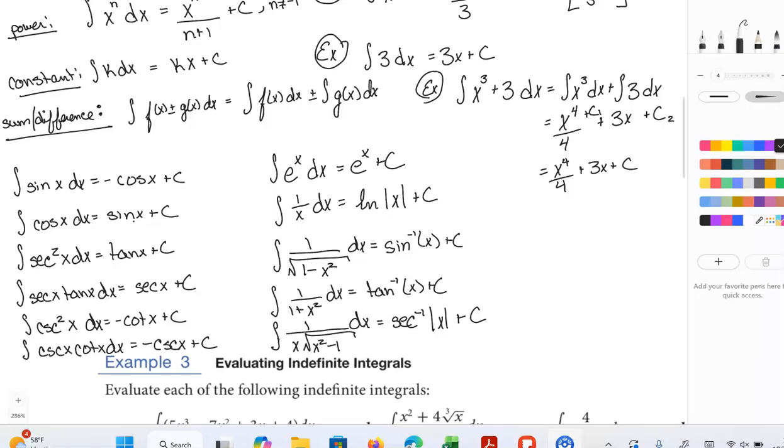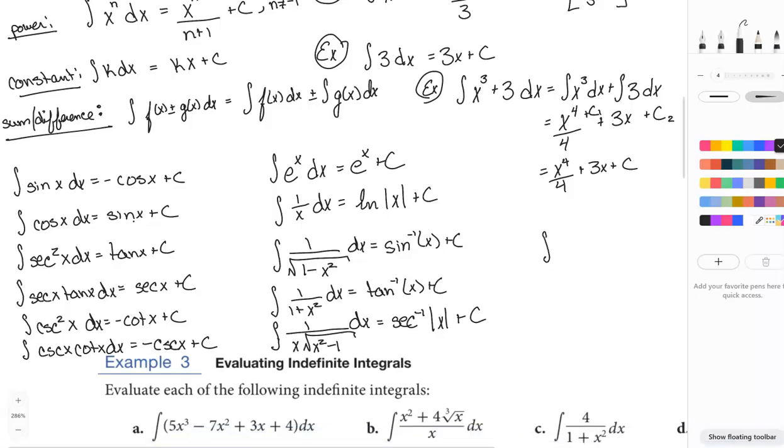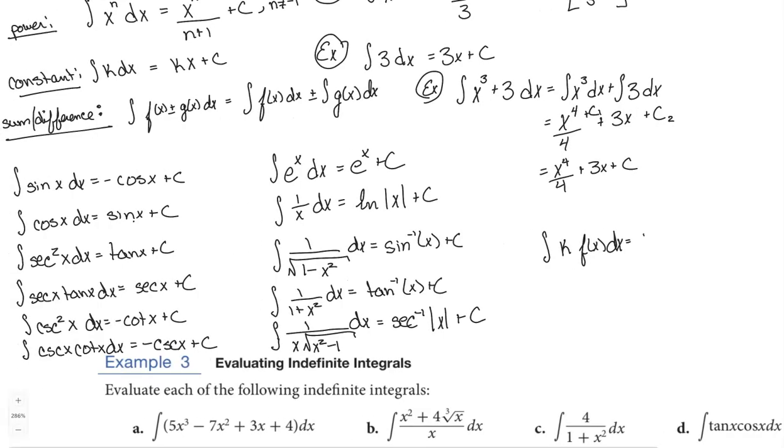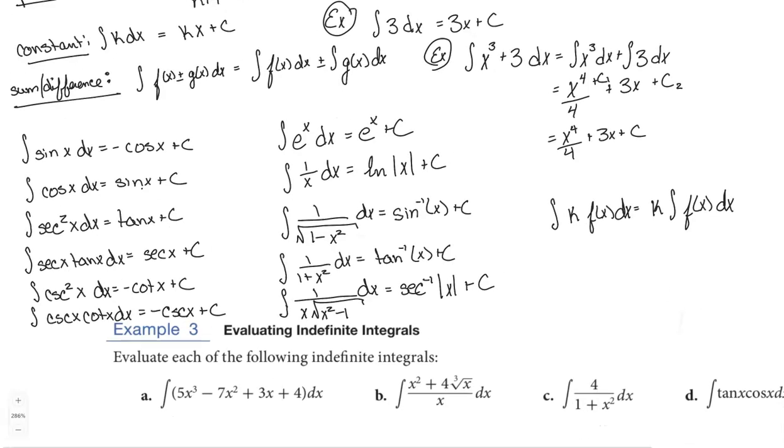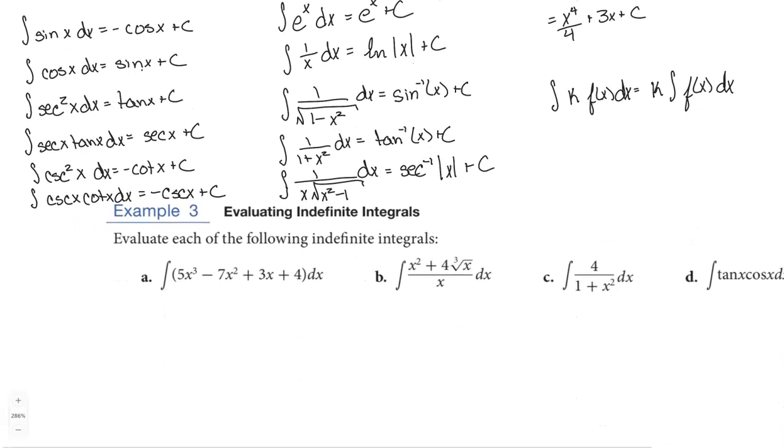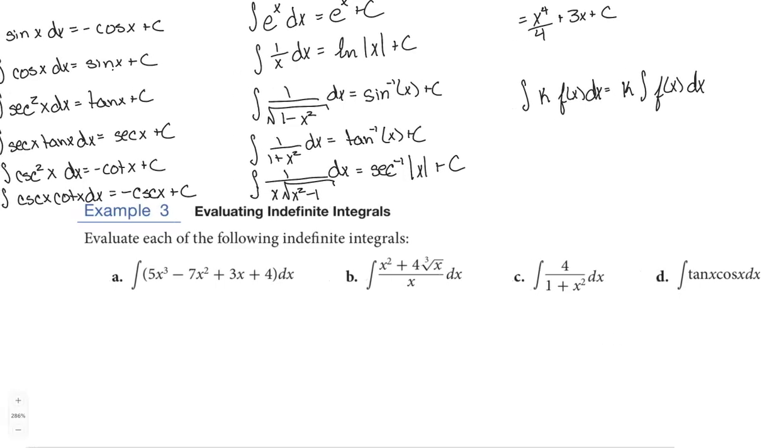And then I'm going to talk about one more. What if I have a constant times a function and I need to find the antiderivative? There's a rule that says that I could pull that constant out and then integrate the function. So we're going to take all these pieces and put them together and integrate. So let's look at a few examples.